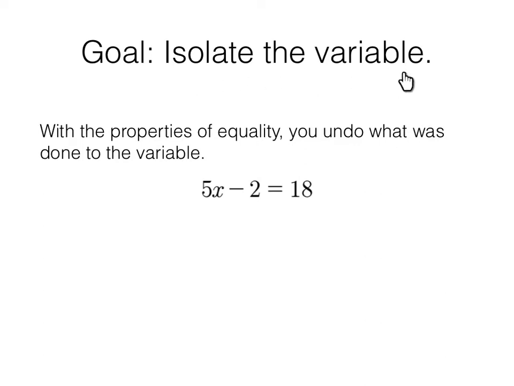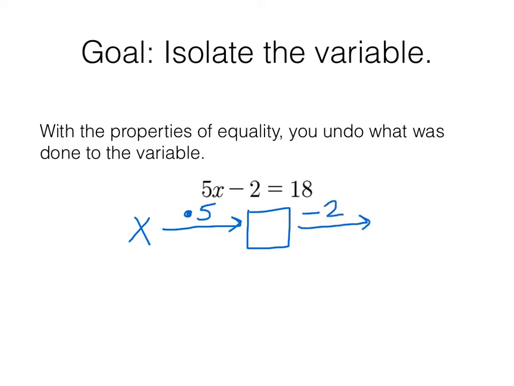You're trying to get the variable by itself. You're going to do this with the properties of equality, and with those properties you're going to undo what was done to the variable. Let's think about our little friend x. X went on a journey, and that journey started where x was multiplied by 5. Then 2 was subtracted from him, and the result in the end was an 18.